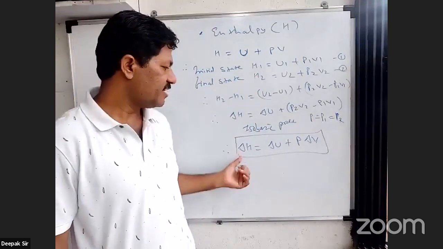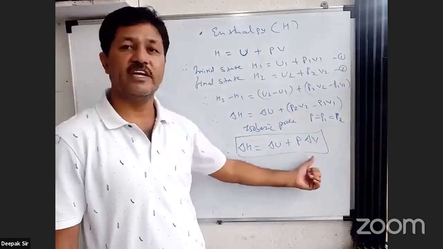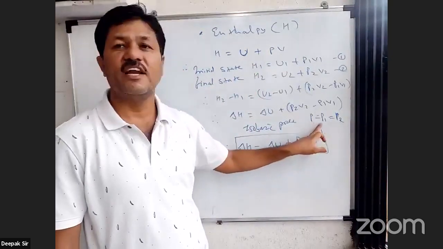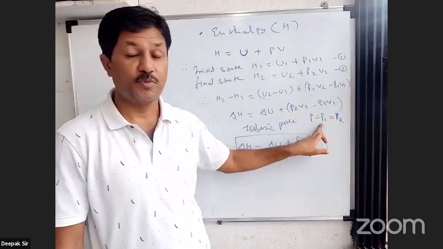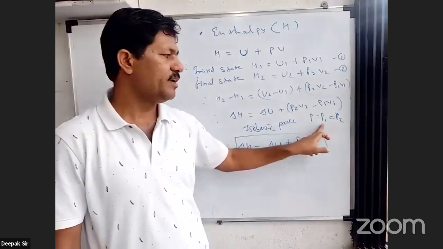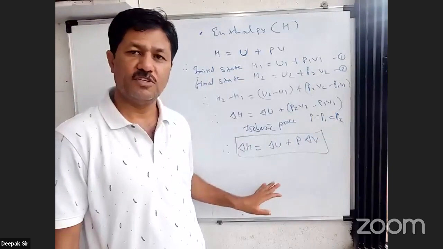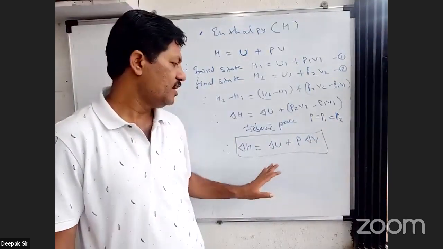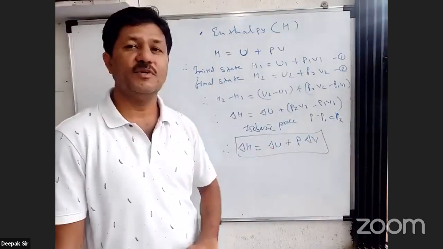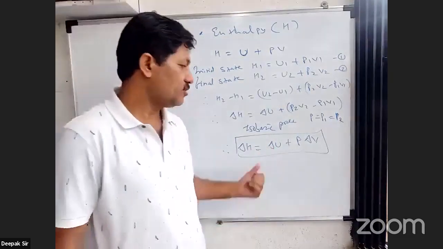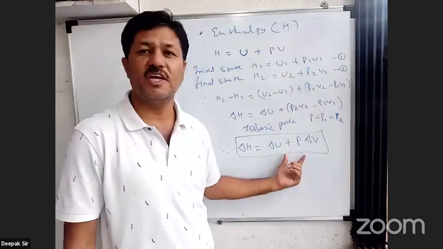Taking the difference, delta H is equal to delta U plus P delta V, because this process is carried out at constant pressure. So pressure never changes. We put the value P is equal to P1 is equal to P2, and we got this. So this is the equation for change in enthalpy of the process of the system.